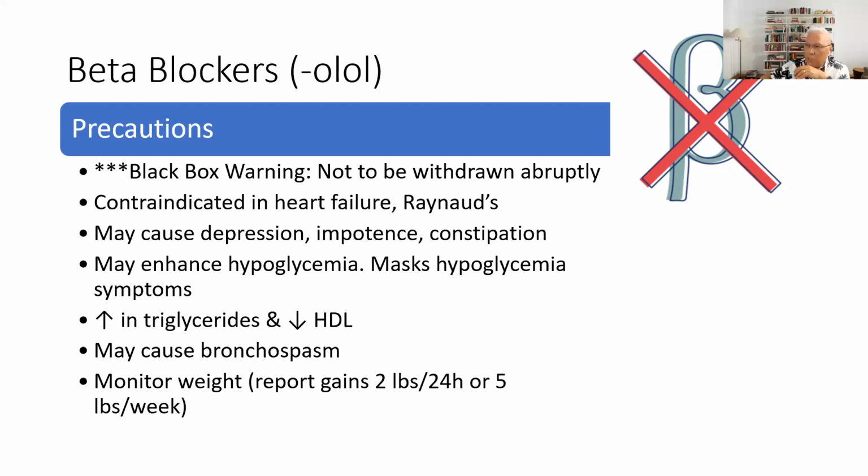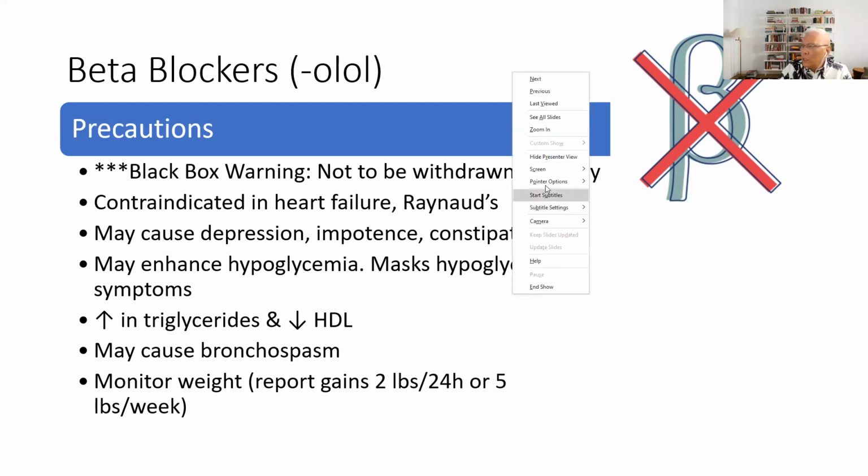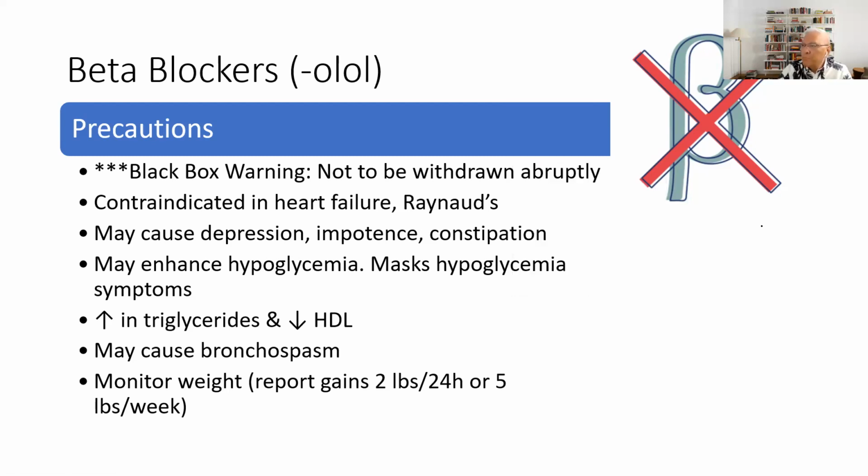So let's talk about impotence. There has been a question in the NCLEX in the past wherein the question asked for the best antihypertensive for a 35-year-old male. Well, remember that we do not prescribe beta blockers to young men because they cause erectile dysfunction. So always remember that, not for young men, all right?